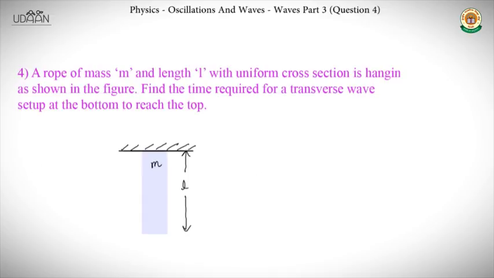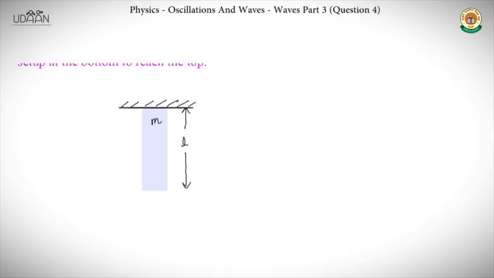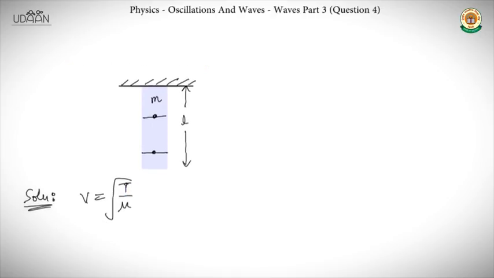We know that velocity is under root T by mu. I already see that there is the force of gravity to take into account. Suppose you consider a point at this height. The tension acting at this point is different compared to a point at this height. So we need to use a technique of integration here. In fact, that is the concept behind this question. And if you can figure that out, this question becomes very meaningful to us.